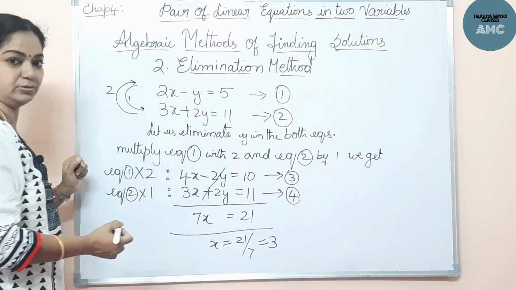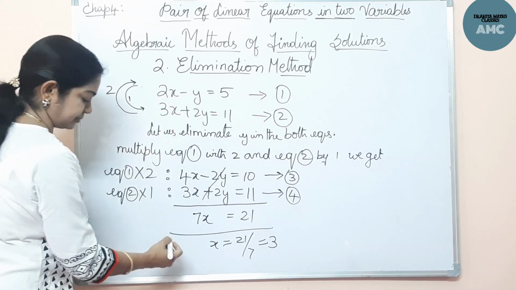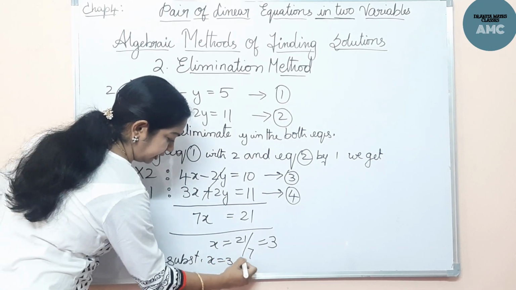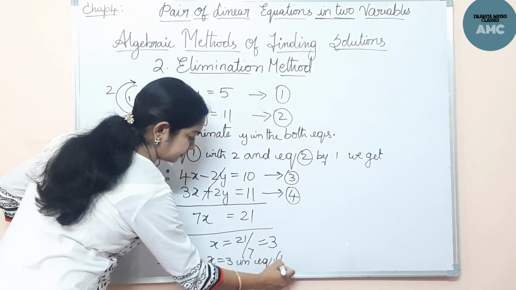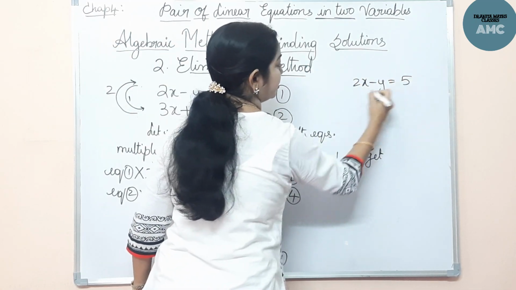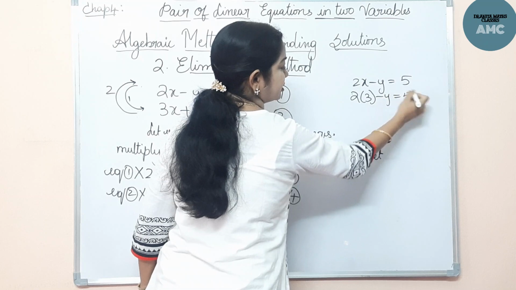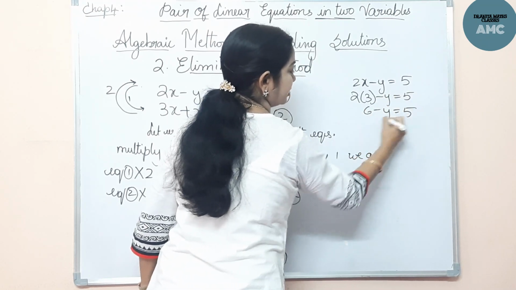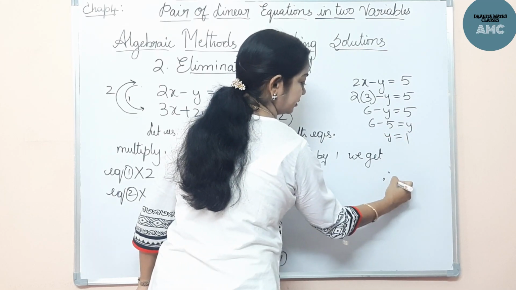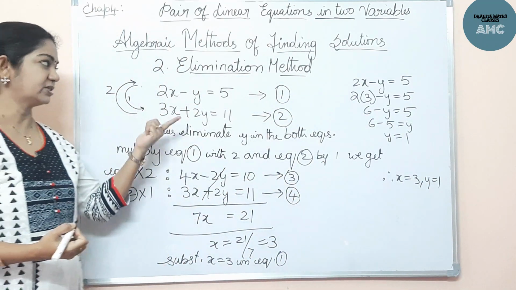Now if you get one variable, you substitute that variable in any equation, you will get the second one. Substituting x equal to 3 in equation 1. So equation 1 is 2x minus y equal to 5. 2 into 3 minus y equal to 5. So interchange these two. 6 minus y equal to 5. 6 minus 5 is equal to y. Therefore y equal to 1. Here we got x 3, y 1. The same we got in the first method also.